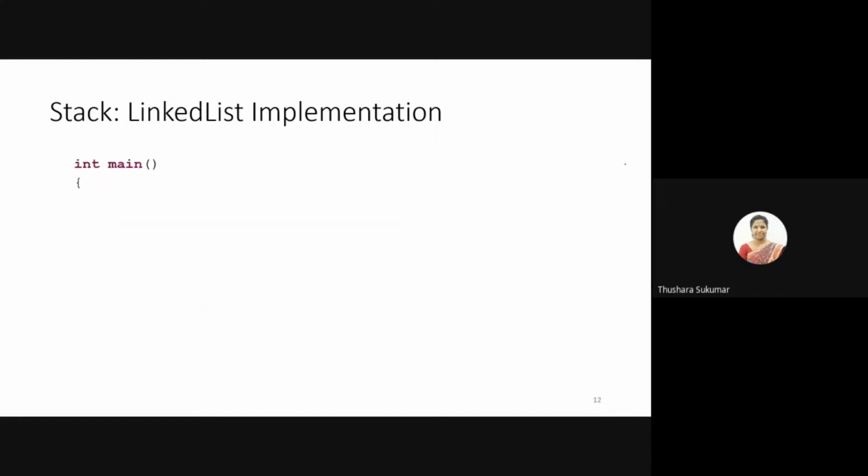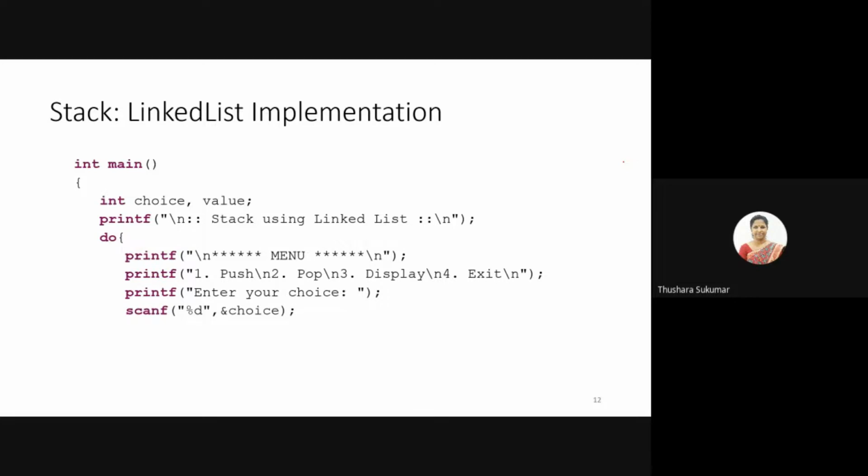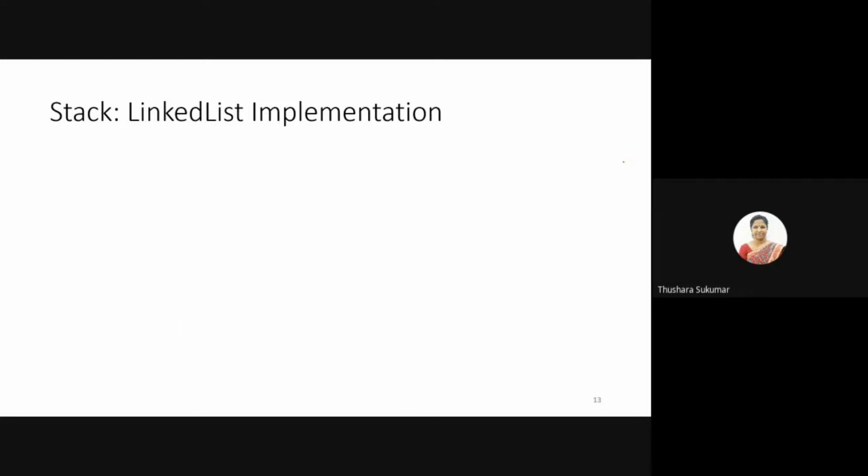Now in the main program, we are using a menu to do the stack operations. Using a do while, we create a menu. If you enter choice 1, the push operation will be performed, if you enter 2, the pop operation will be performed, third is display, and the fourth one is for exit. So that is the main.